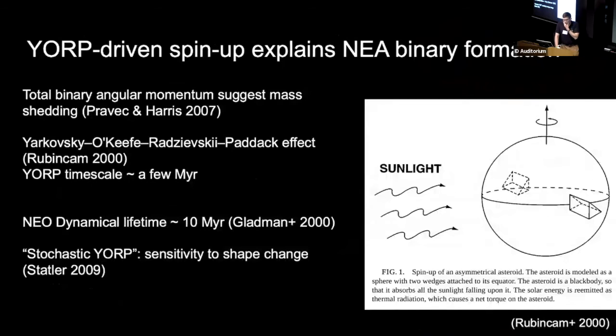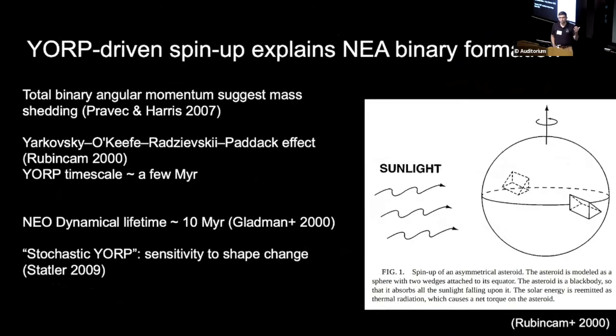Okay, so we know that these binaries have to be forming through some type of rotational mechanism, because if you look at them and you add up the total angular momentum, so the spins of the bodies and their orbits, that angular momentum matches very closely the maximum angular momentum that system could have if all the mass was concentrated in one body. And so we can explain this by something called the YORP effect. And fundamentally, it's just because photons carry momentum.